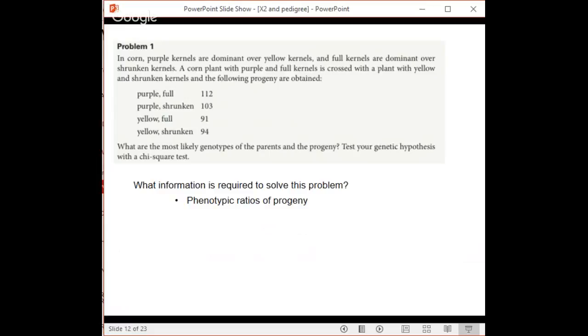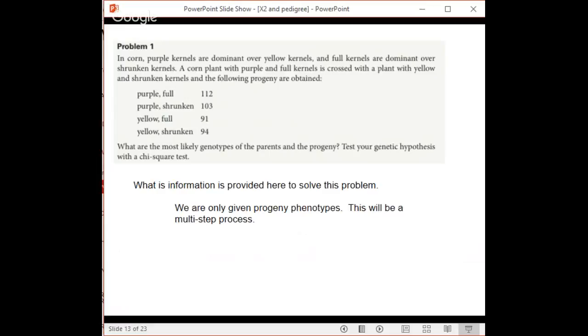So to solve this problem, we need our phenotypic ratios of the progeny, and we need the genotypes and phenotypes of the progeny and the parents. We'll also need our degrees of freedom, and then we'll need our chi-square equation. So let's get to it. What information are we given? We're only given the phenotypes of the progeny. So we're going to have to treat this in a multi-step process.